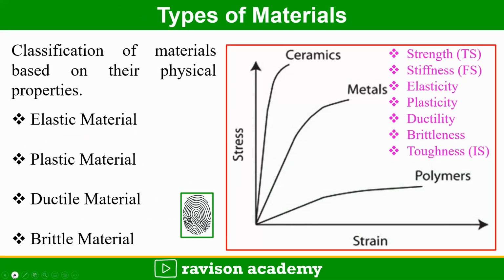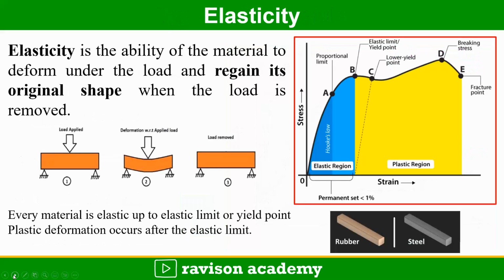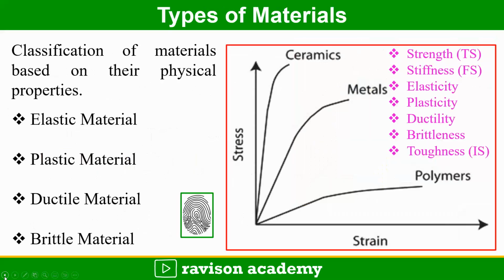Before going to that, we want to see about the types of materials. Types of materials according to the physical properties are classified as elastic material, plastic material, malleable material, ductile material and brittle material. Based on the stress strain curve, we can obtain the material strength, stiffness, elasticity, plasticity, ductility, brittleness and toughness for different materials like ceramics, metals and polymers.